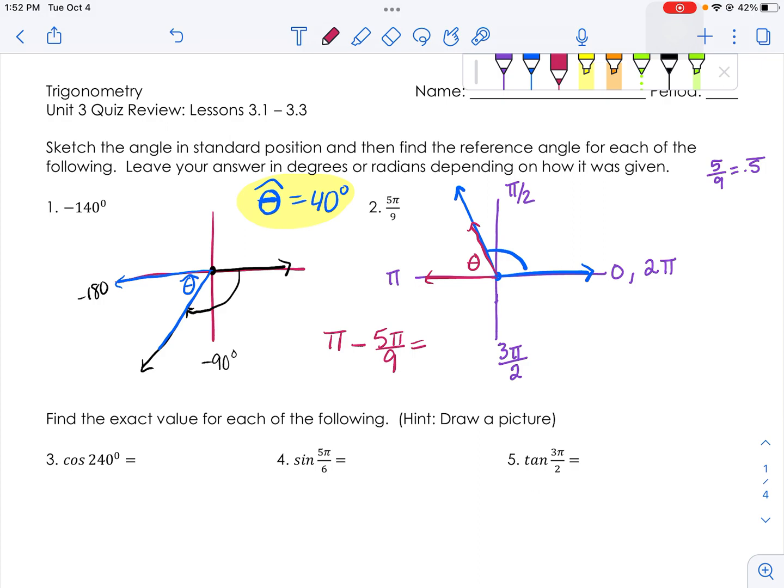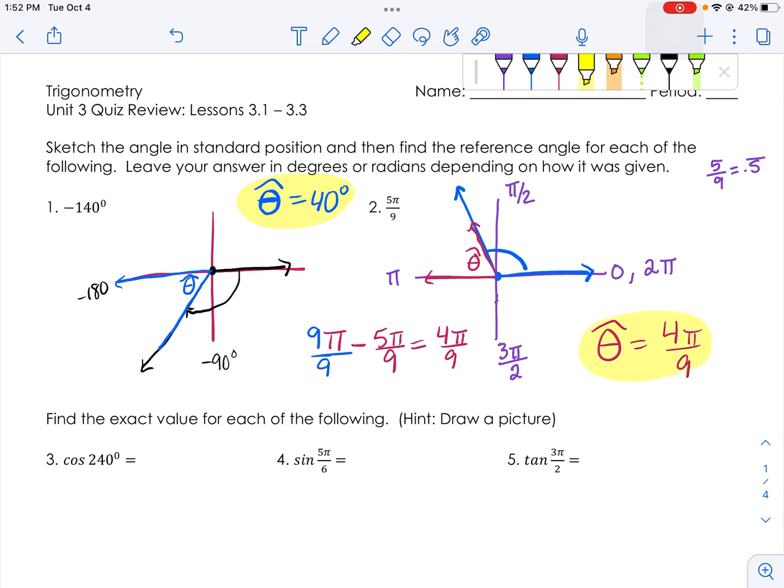In order to subtract these, you will need a common denominator. Since I'm dealing with ninths, I'm going to make this 9/9, which is 1 pi. Then 9/9 minus 5/9 would be 4 pi over 9. So 4/9, and that would be my reference angle. I forgot the little pi. The reference angle would be 4 pi over 9.